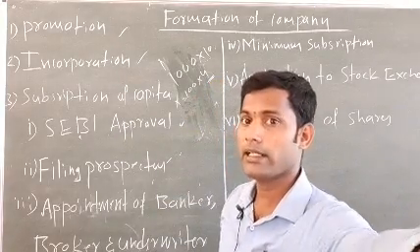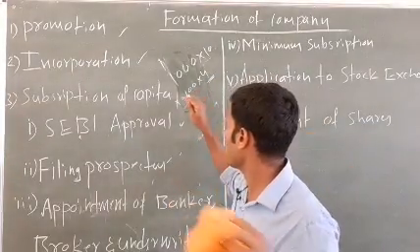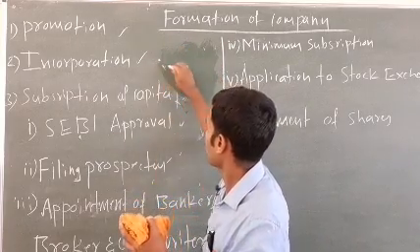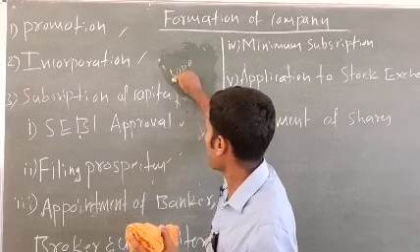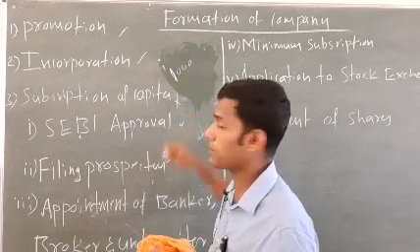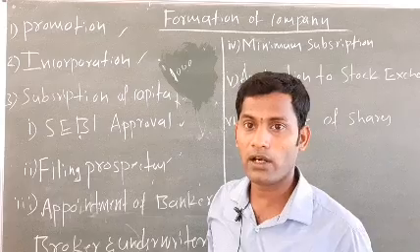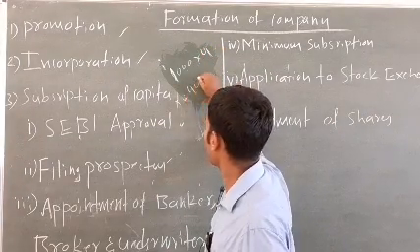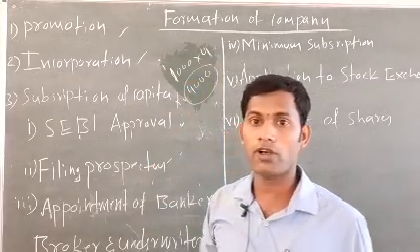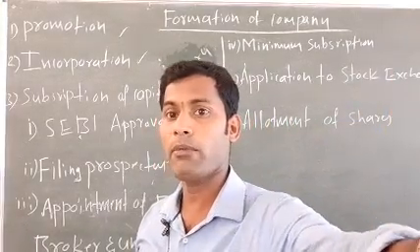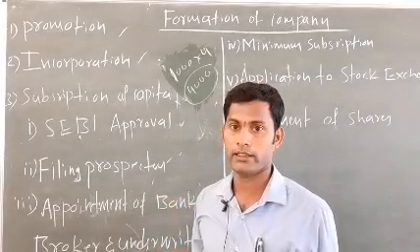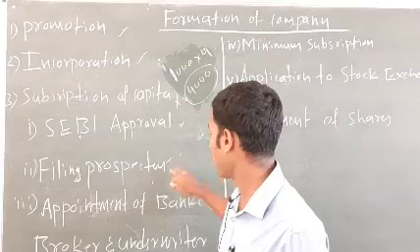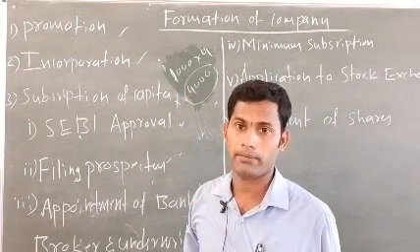Then when you come to application money, totally the company gets applications for 1000 shares at rupees 4. They will get 4000 rupees now. So that amount should be collected by the banker. Okay, it should not be collected by the company. The application money should be collected by the banker.